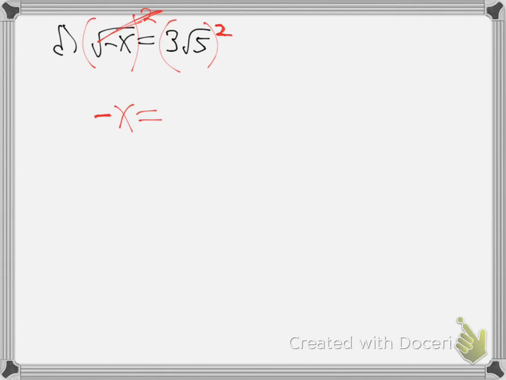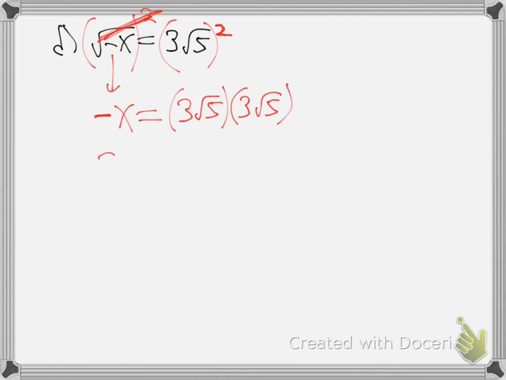Like that. And negative x, that just gets rid of the root, doesn't get rid of the negative. The 2 power just canceled out the root, they're gone, and you just have negative x. On the other side, you got 3 root 5 times 3 root 5, right?